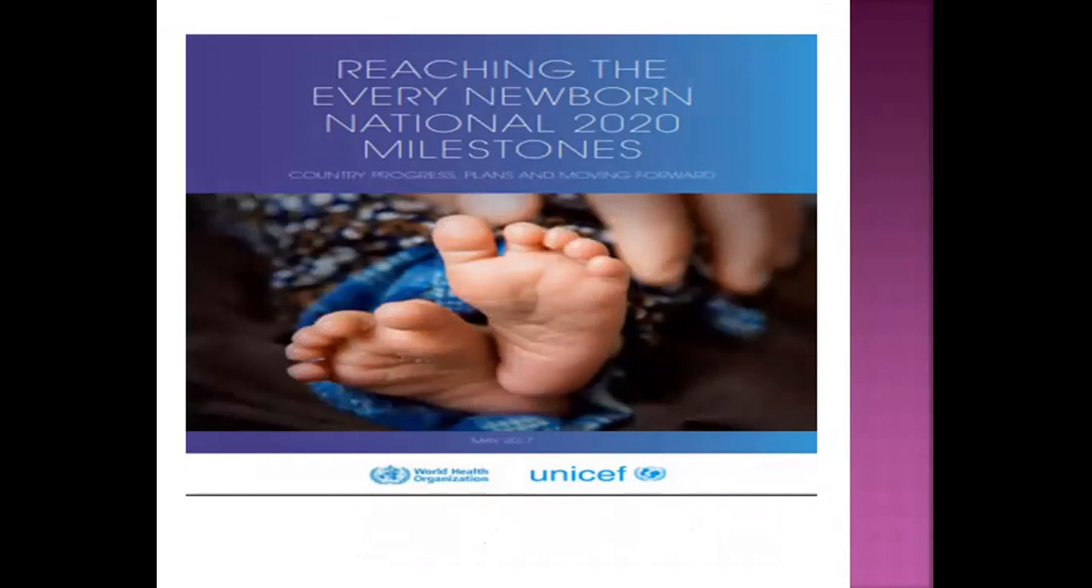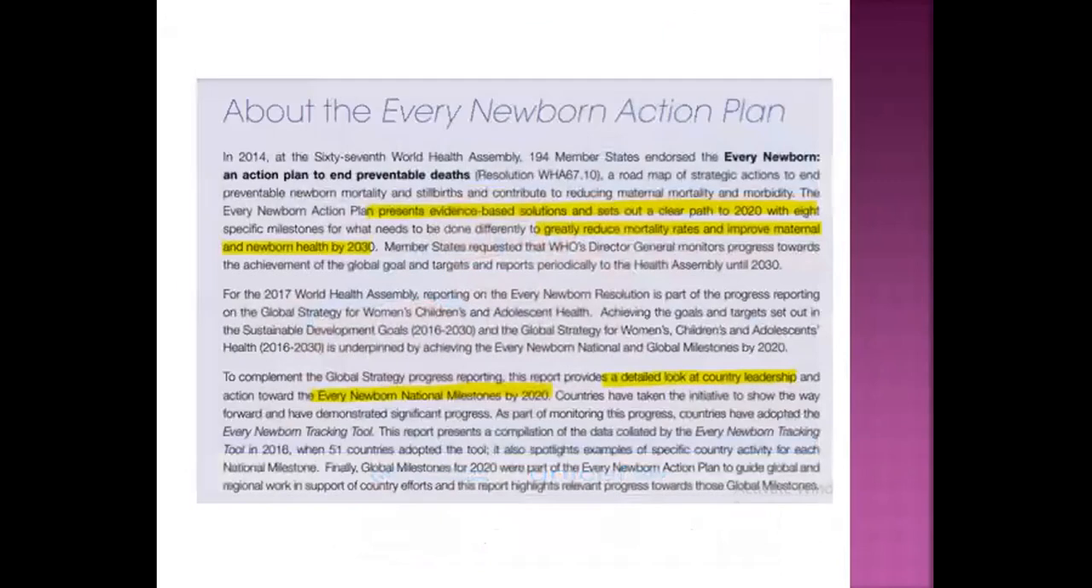Another program, according to UNICEF, will study reaching the Every Newborn national 2020 milestones. About the Every Newborn Action Plan: in 2014, the 67th World Health Assembly endorsed the Every Newborn Action Plan to end preventable deaths. It presents evidence-based solutions and sets out a clear path to 2020 with 8 specific milestones for what needs to be done differently to greatly reduce mortality rates and improve maternal and newborn health by 2020.